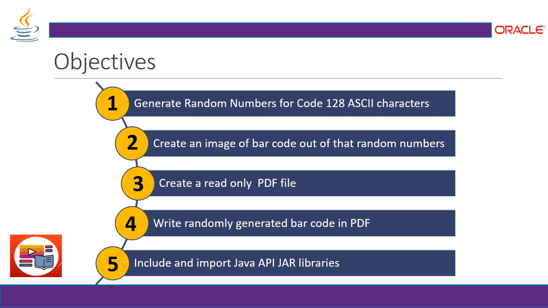The objective of the random barcode 128 generator is defined in 5 steps. Step 1, we first generate the random numbers of code 128 characters. Step 2, create an image of barcode out of those random numbers. And number 3, create a read-only PDF file. Number 4, write the randomly generated barcode in the PDF, which is read-only for safety reasons. And number 5, the most important, we have to include and import Java API jar libraries in the application.